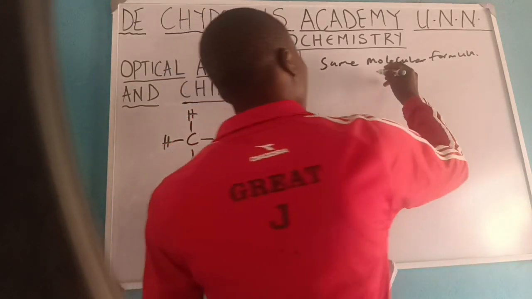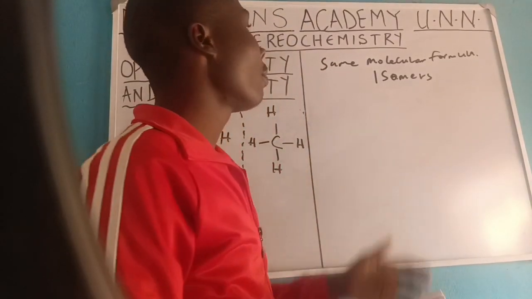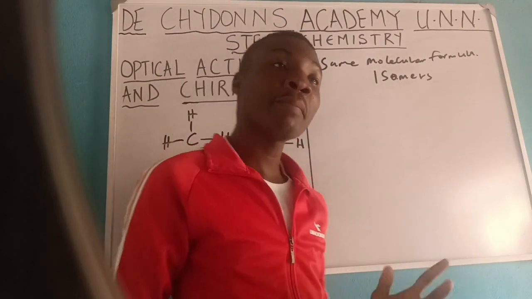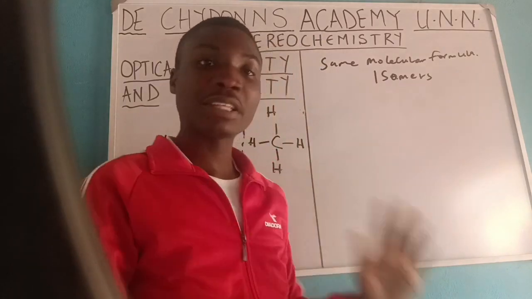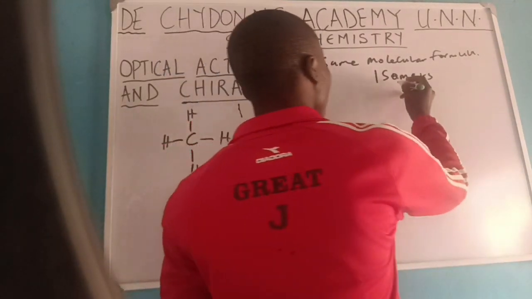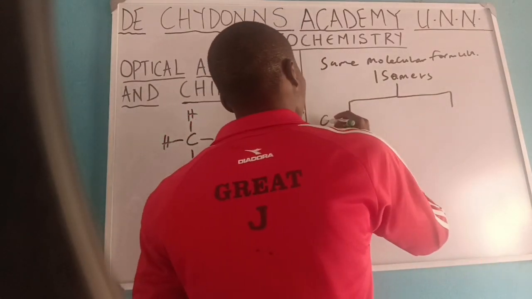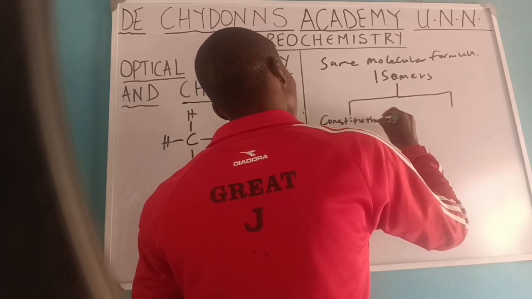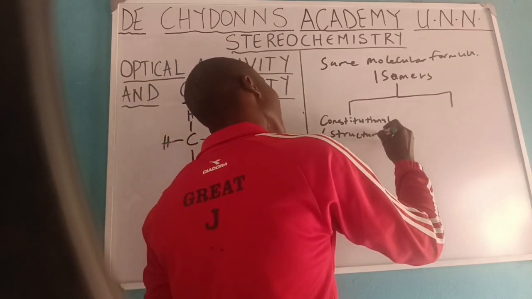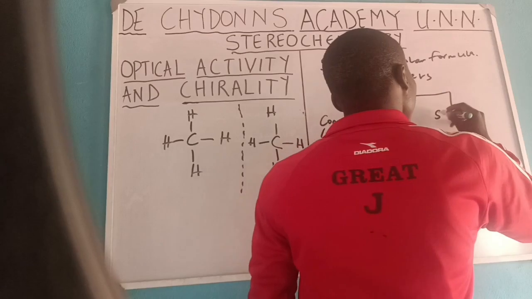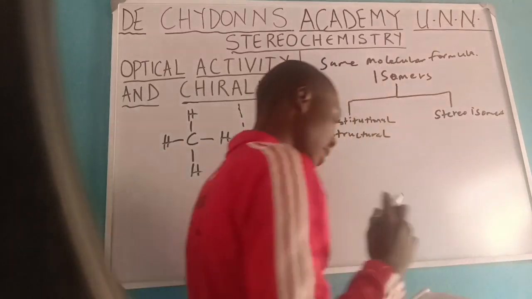Isomers are divided or categorized into different groups. Like I already mentioned, isomers refer to compounds that have the same molecular formula, but they have different arrangements. So basically, isomers are divided into two categories. We have the constitutional isomers, also referred to as structural isomers, and then we have the stereoisomers.